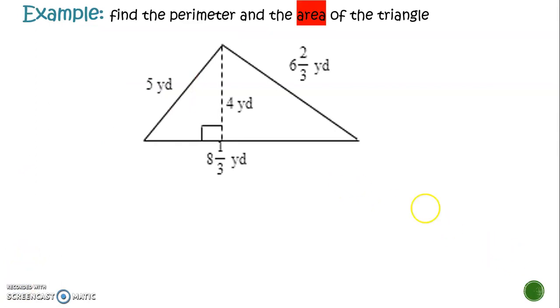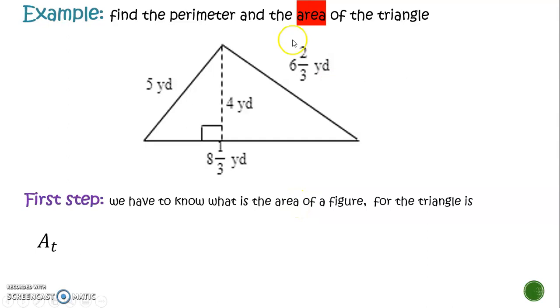Finally, the exercise also asks for the area of the triangle. So our first step is to understand what area means. In this case, the area means all the things that are inside the border, so this space that is inside. And we have a formula for the area of a triangle, which is base times height divided by 2. So then we need to find each value in this formula.